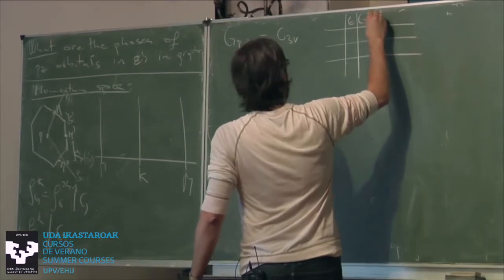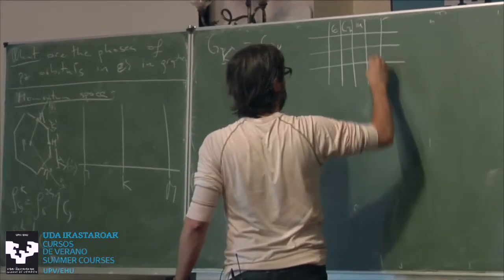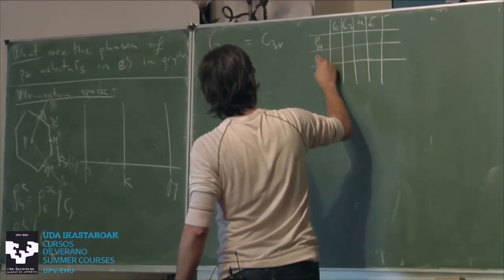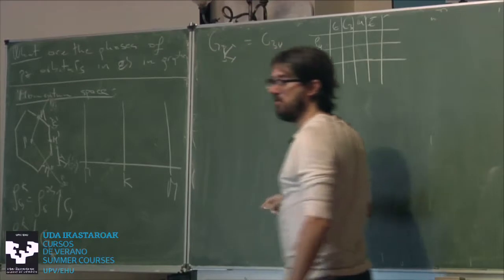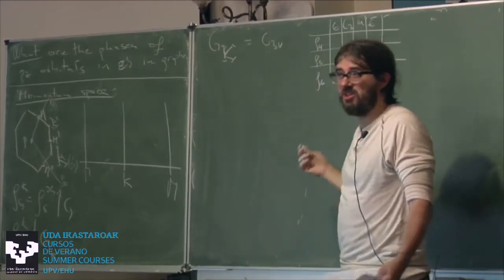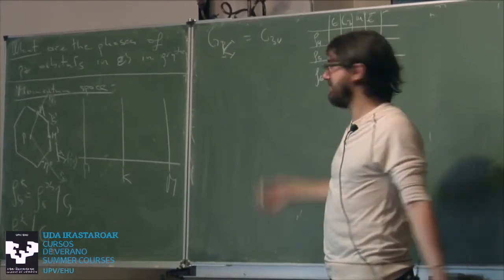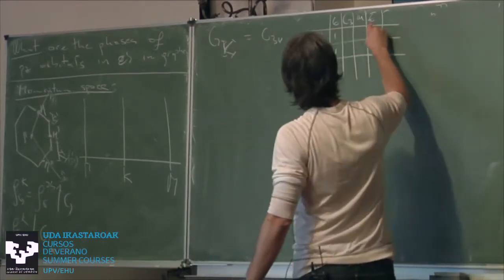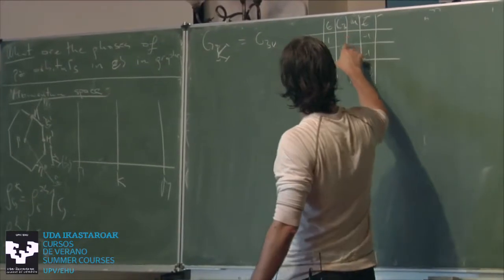C3, mirror, E bar. We had row 4, row 5, row 6. These were site symmetry, but they were just representations of the symmetry group, so it doesn't matter. Can somebody tell me their characters? What were they here?